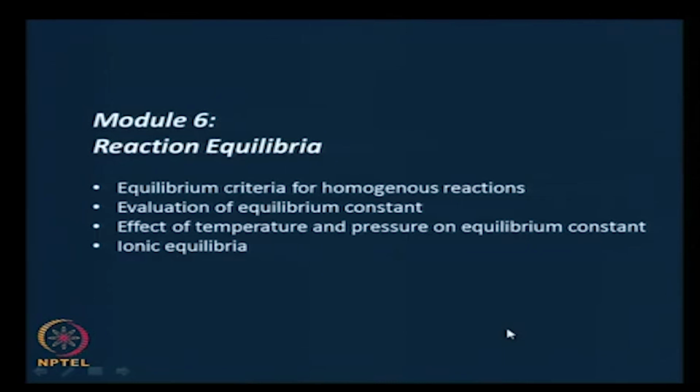Then we looked at the conditions for reaction equilibria. This just follows from the phase equilibria, so this could also be a take home message: summation of nu i mu i equals 0. Then we looked at ways to evaluate the equilibrium constant, the effect of pressure and temperature on the equilibrium constant, and something to do with ionic equilibria, the formulation for that at least in the last class.